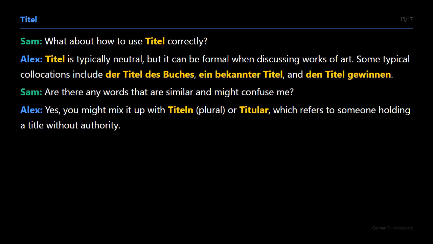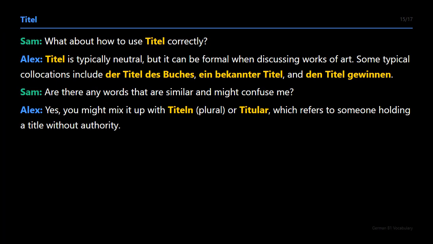What about how to use Titel correctly? Titel is typically neutral, but it can be formal when discussing works of art. Some typical collocations include der Titel des Buches, Ein bekannter Titel, and Den Titel gewinnen.